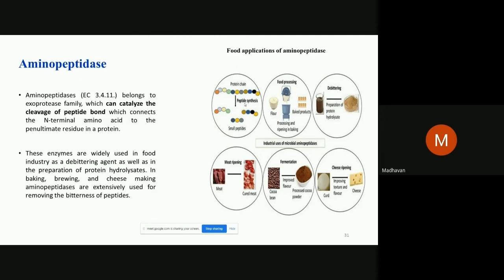And this enzyme can be widely used in the food industry, especially for removing some of these amino acids which cause bitterness in the food product. So for debittering in baking, brewing, and cheese making, they are used for removing the bitterness of the peptides, because they can remove some of the amino acids, especially leucine, which is very widely used in protein hydrolysate preparation, to remove the bitterness. Okay.